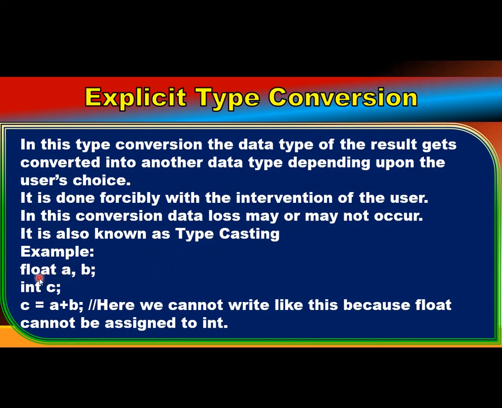One example here: float a, b, int c. Now I am writing c equal to a plus b. Now a and b are of float data type and c is int. So here we cannot write this because it will be a compilation error. And what is the reason? Float cannot be assigned to int.